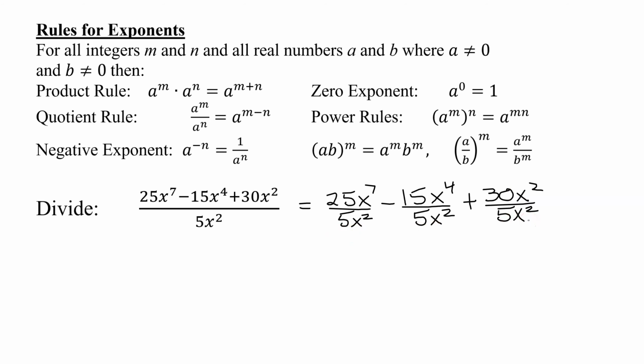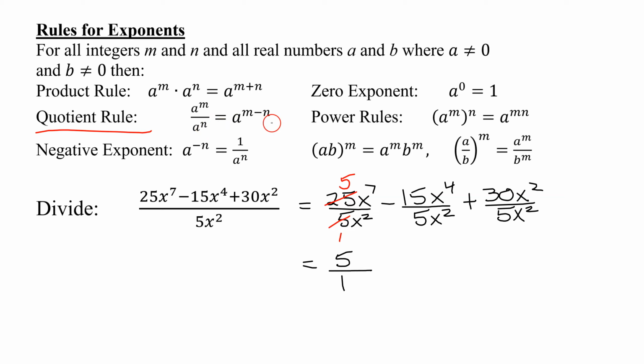So the first thing we need to do is simplify the coefficients. 5 goes into 25 5 times, so my first term is going to give me 5 over 1. And now look at my x's. I have x^7 divided by x^2. So this is going to use the quotient rule that says a^m divided by a^n is a^(m minus n).